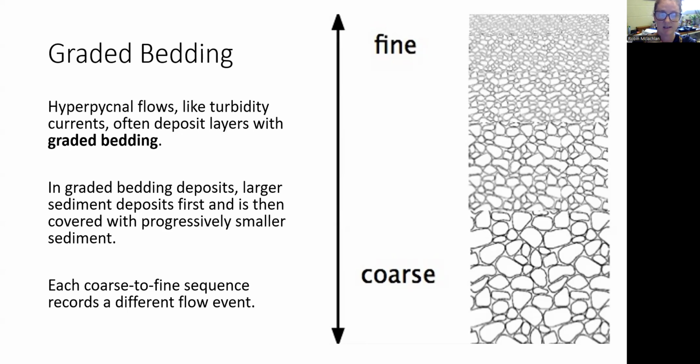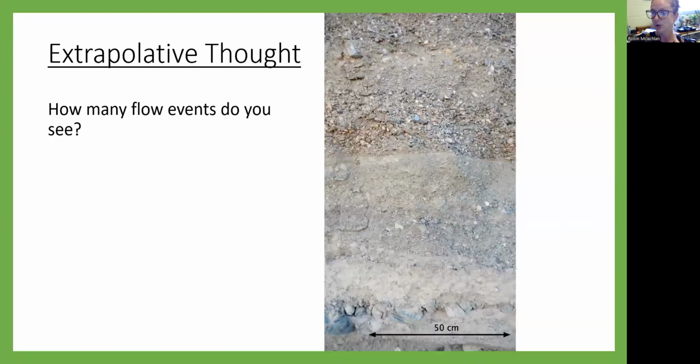In these graded deposits, again, large sediment deposits first, and then it's covered by progressively finer material. So each coarse to fine sequence records a different flow event, which means if you look at a deposit like this, you can figure out how many turbidity currents have flowed through here through time, right? Because you want to look for a very coarse layer that fines upward, and that's one event. And then when you see another coarse layer that fines upward, that's another event, and so on and so on and so on. So how many flow events do you see?